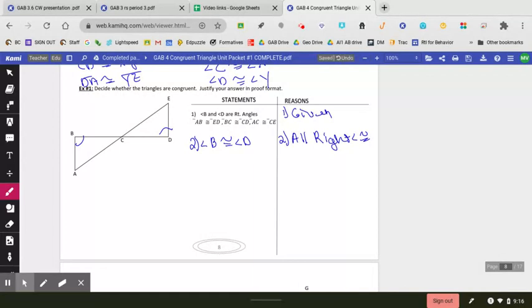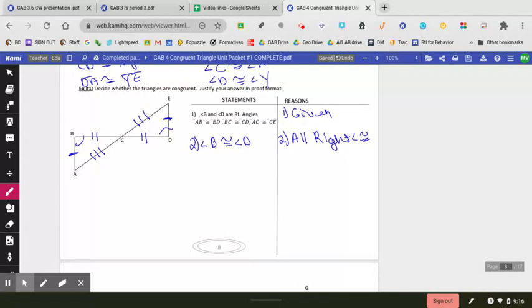Then I know that AB is congruent to ED. I know that BC, so here I'm going to use 2 tick marks, is congruent to CD. And I know that AC is congruent to CE. So the question is, do I know enough to say whether or not these triangles are congruent? I have all the sides, but I don't have all the angles.